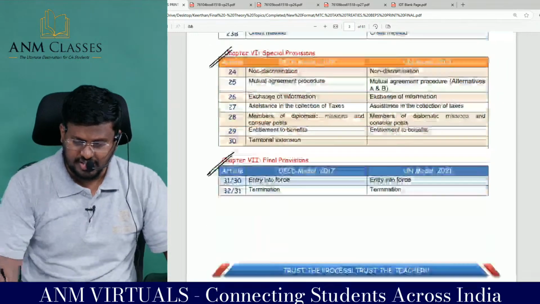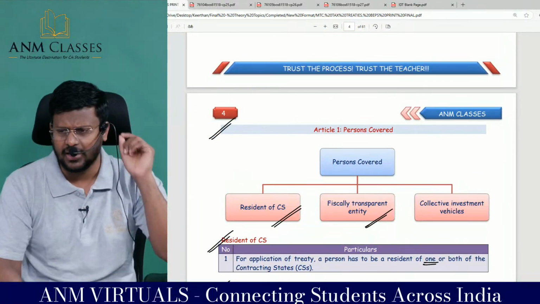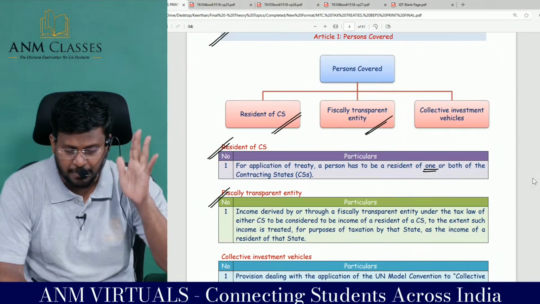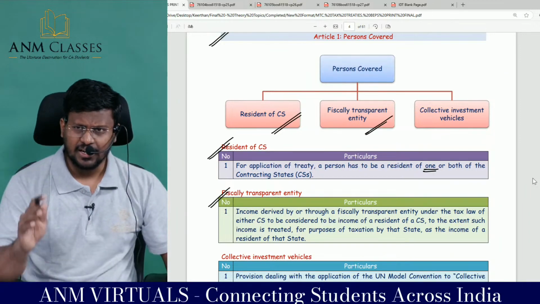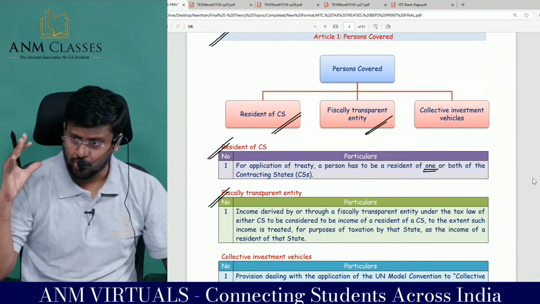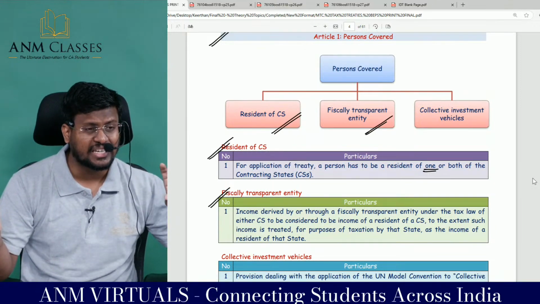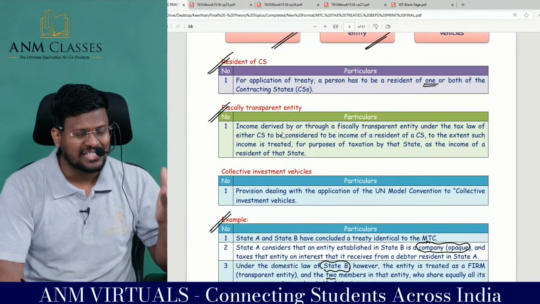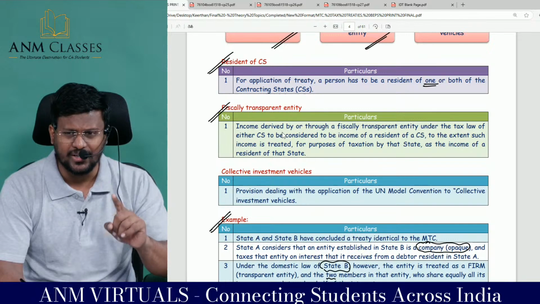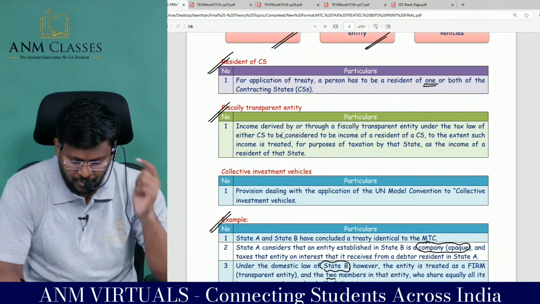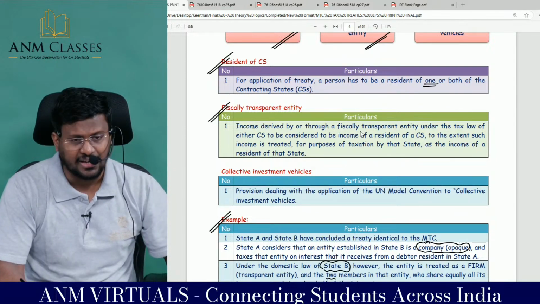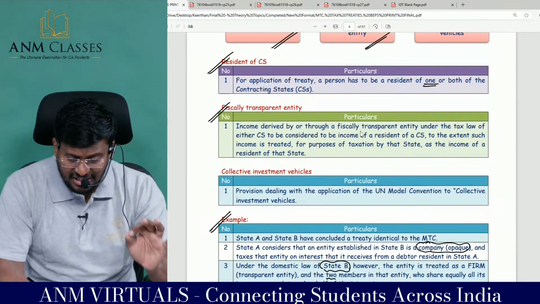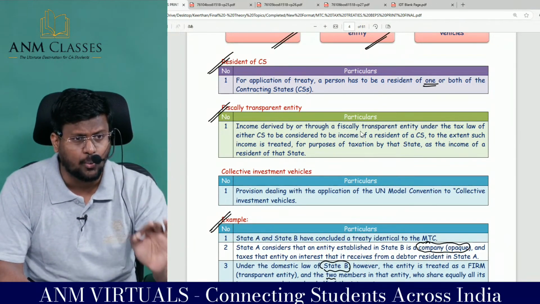Why is this example so important? Because for whom is the DTA applicable? Number 1, a resident of what state? Number 2, a physically transparent entity. In one country, one entity may be treated as transparent, but in the other country, it may be seen as opaque. Interest has been derived by the partnership firm situated in country B, or through a physically transparent entity under the tax law of either contracting state, to be considered the income of a resident of what state?